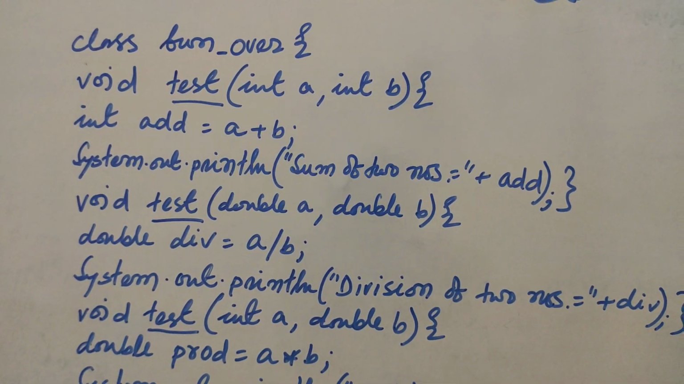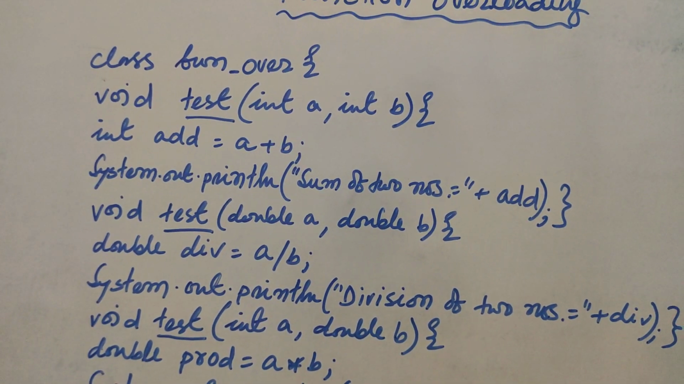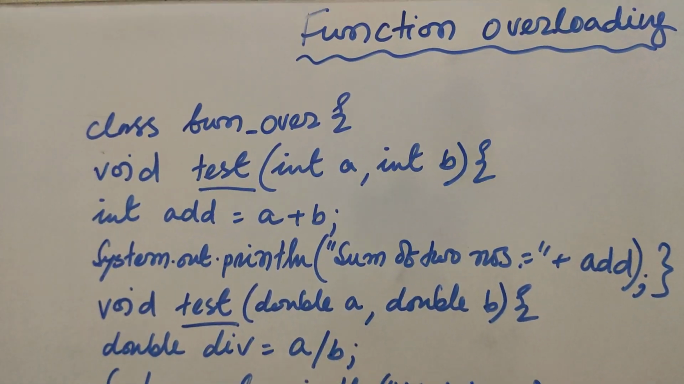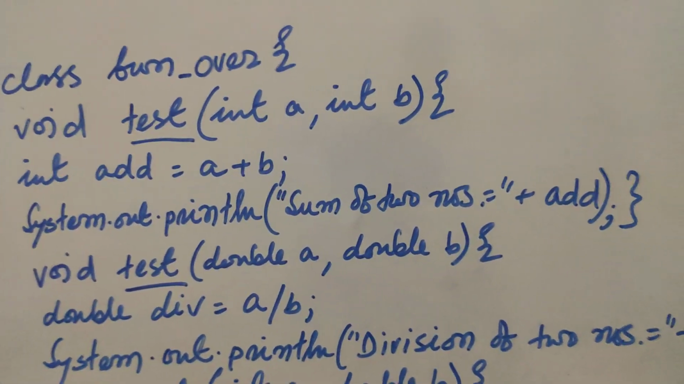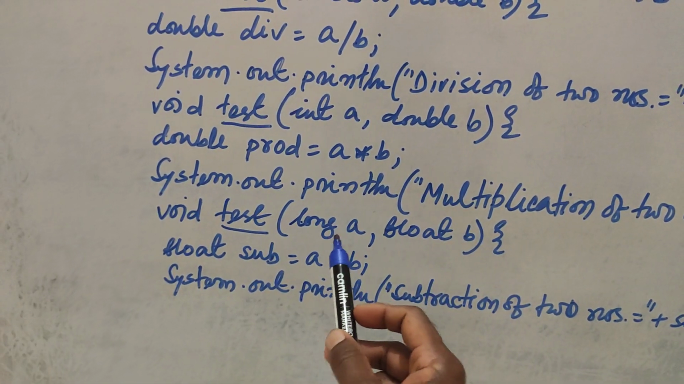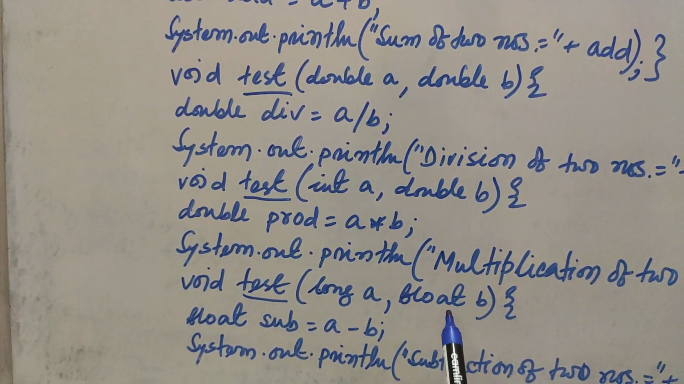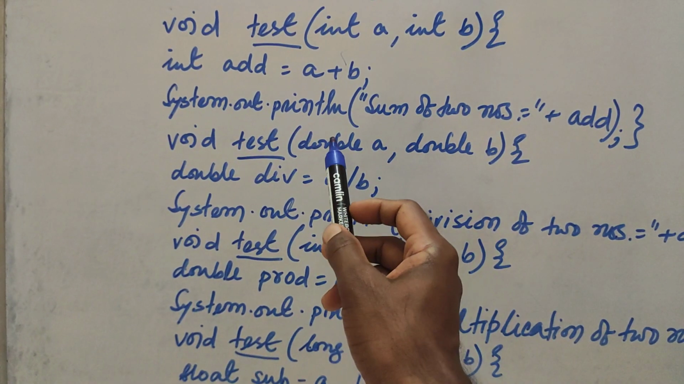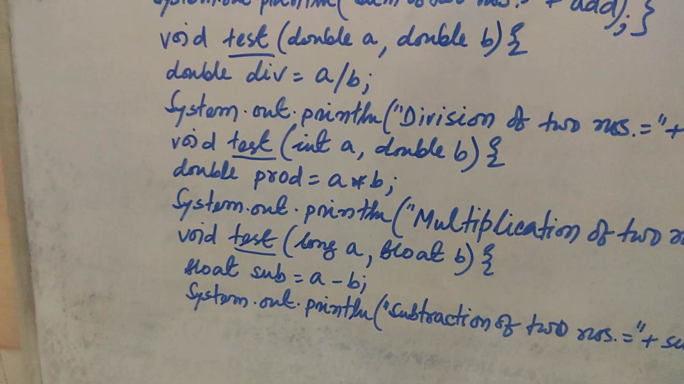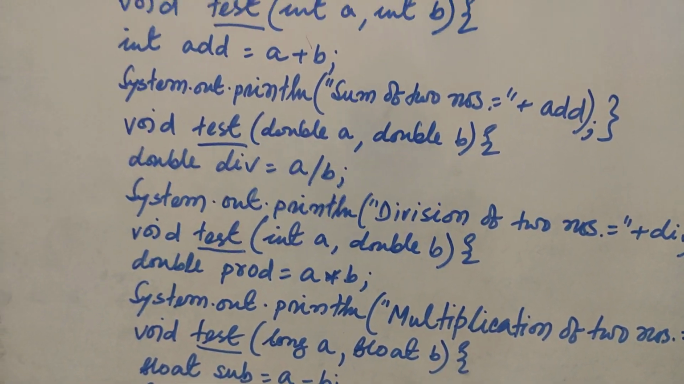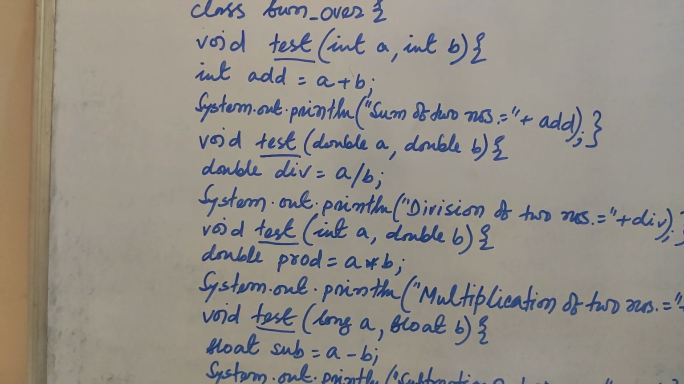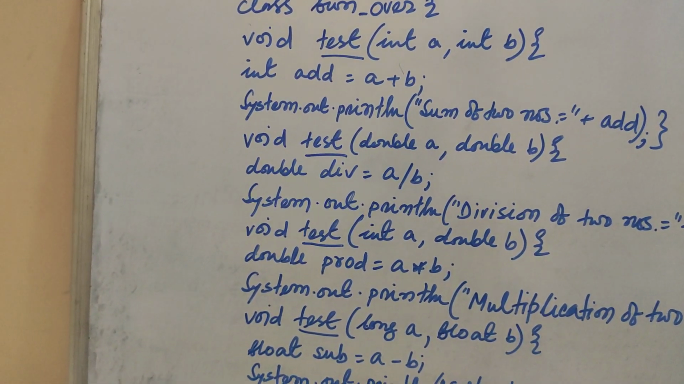Then it does not abide by the rules of function overloading. So the parameter declaration should be different. That's why I am taking here int int, here double, here int double, here long float. We can take long, int int, byte, short, long, float, double, long double, int double, like that. So parameter declarations should be different, then that is called function overloading.